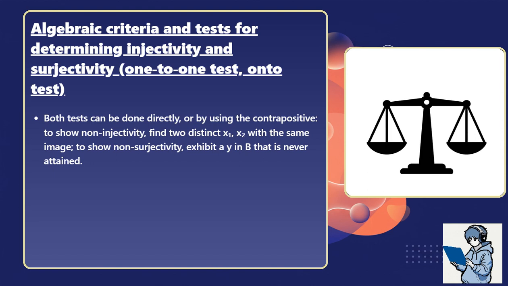Both tests can be done directly, or by using the contrapositive: to show non-injectivity, find two distinct x1, x2 with the same image. To show non-surjectivity, exhibit a y in B that is never attained.